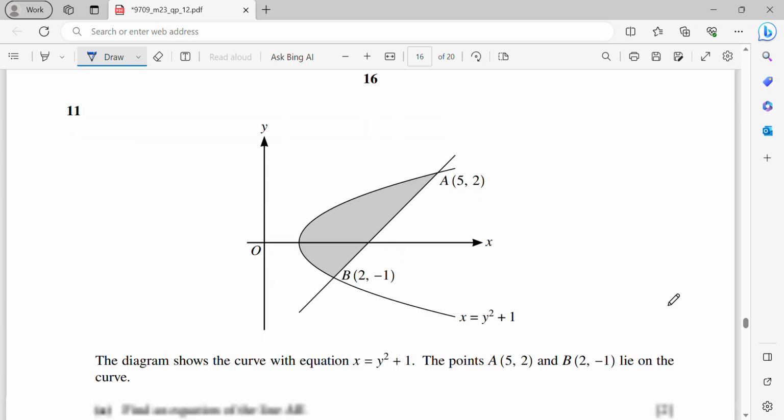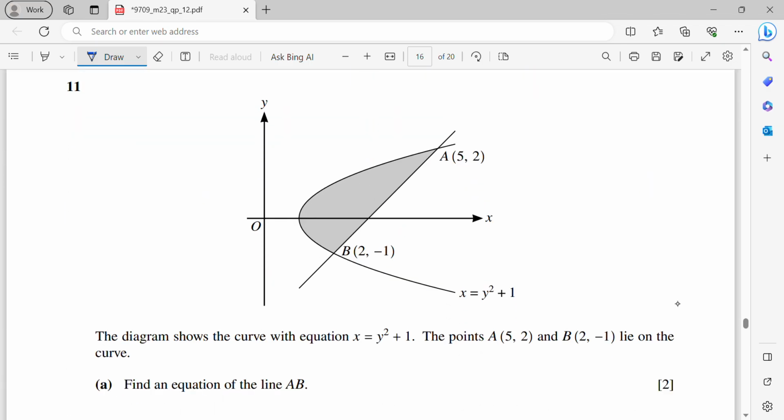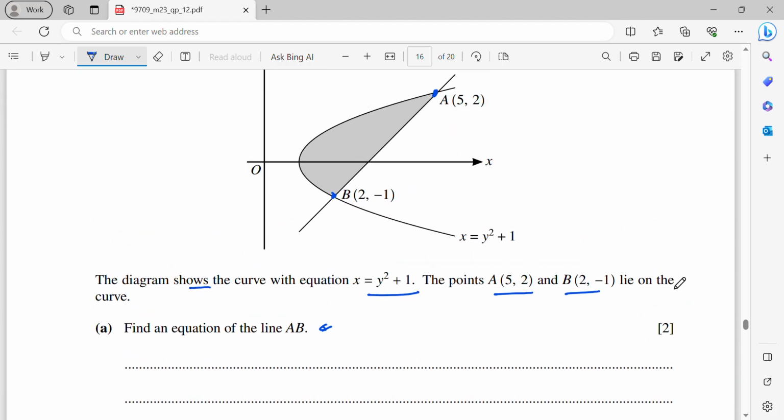Now, for question 11, the diagram shows the curve with equation x equals y squared plus 1 and the points A, B are on the curve. Find the equation of the line AB. So to get the equation of line AB, very simple. Just use y minus y1 equals m bracket x minus x1. So firstly, I need to get the m first. So now A with coordinates 5, 2, B with coordinates 2 and minus 1.